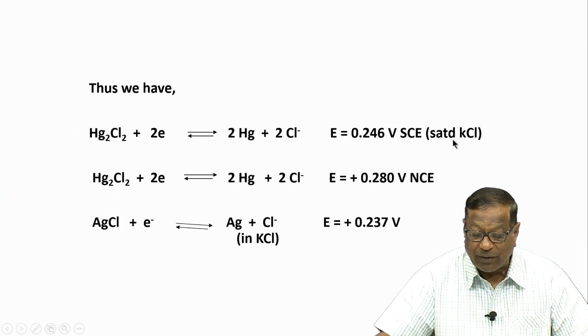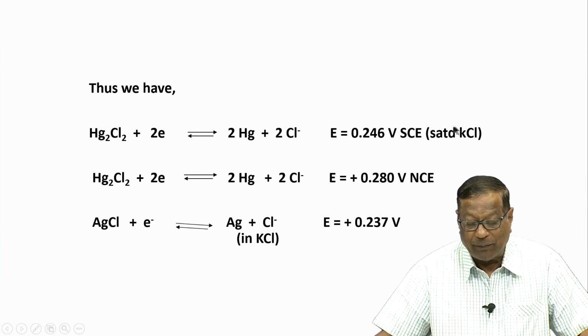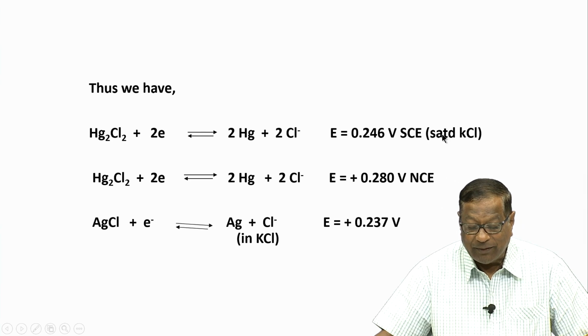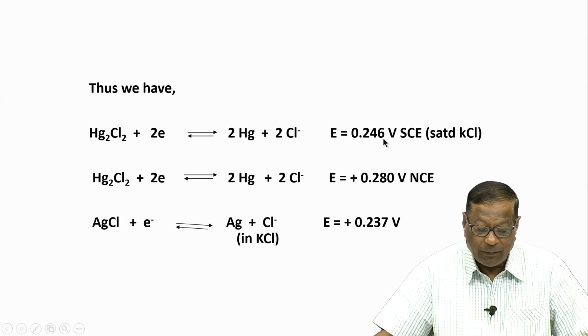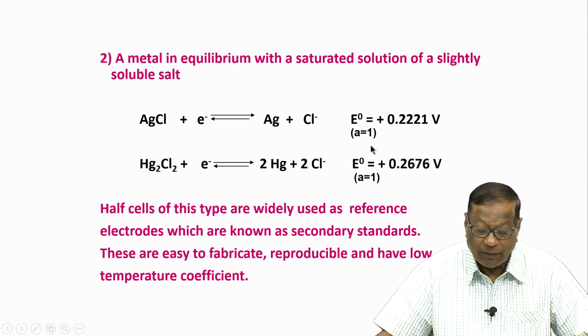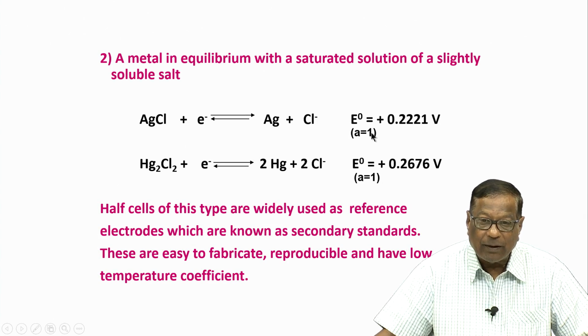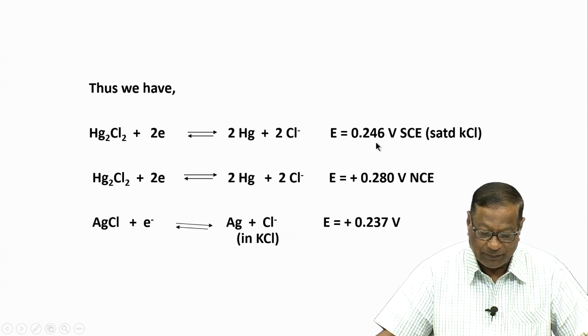0.246 versus saturated KCl electrode. This is a reference electrode now. This saturated KCl, saturated calomel electrode it is called, Hg2Cl2 plus 2e, and if it is saturated, it will give me a voltage of 0.2446, but if it is not saturated, then it gives me 0.222. Saturated will give me 0.246.